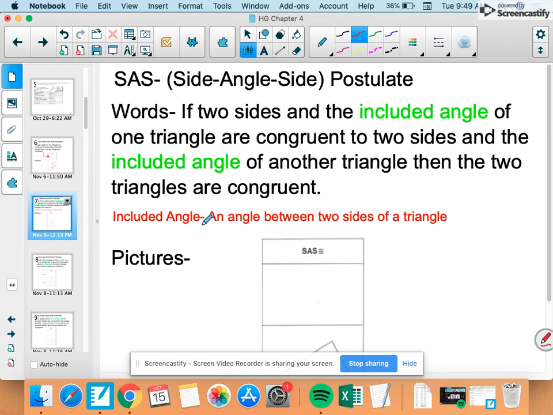The next way is side, angle, side. Again, the words you're going to put here. This says that if two sides and the included angle of one triangle are congruent to two sides and the included angle of another triangle, then the two triangles are congruent. And an included angle is an angle between two sides of the triangle.